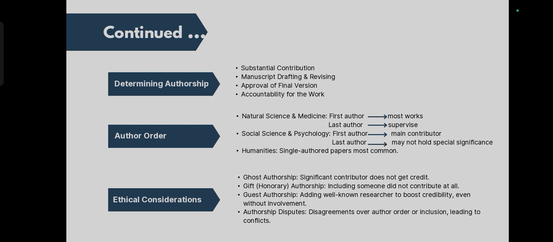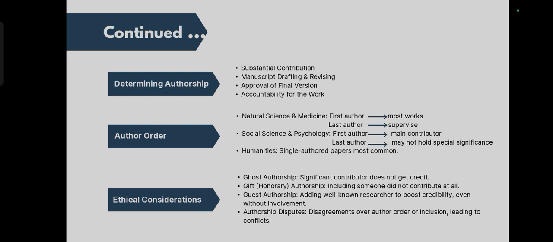Then we will talk about the author order, that is first author, second author, or last author, etc. In natural science and medicine, first author does the most work, that is, the person who contributes most to the research paper or journal article is regarded as the first author. And the last author mainly supervises the whole paper or the whole project.